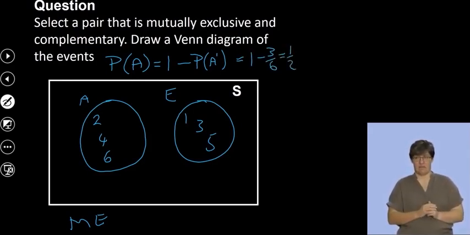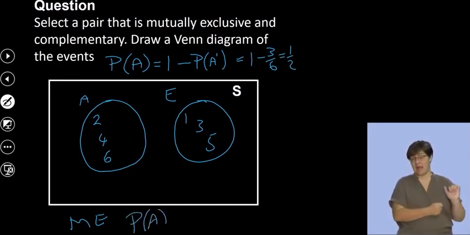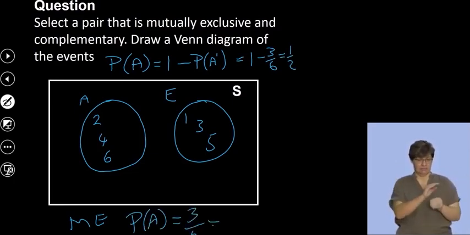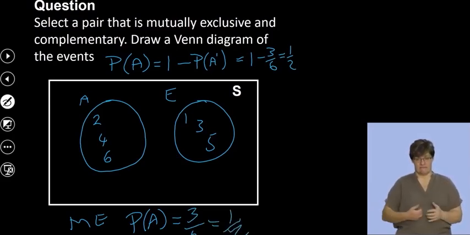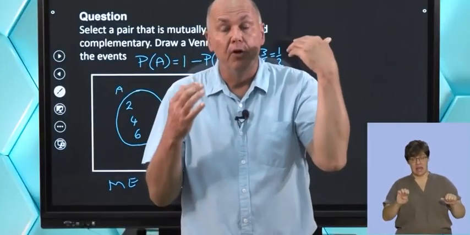And what do we know about the probability of A? Well, the probability of A is exactly that. It is the total number in A, which is 3, divided by the total number of outcomes, which is 6, so it's a half. So we can therefore say that these two outcomes, set A and set E, are both mutually exclusive and complementary.